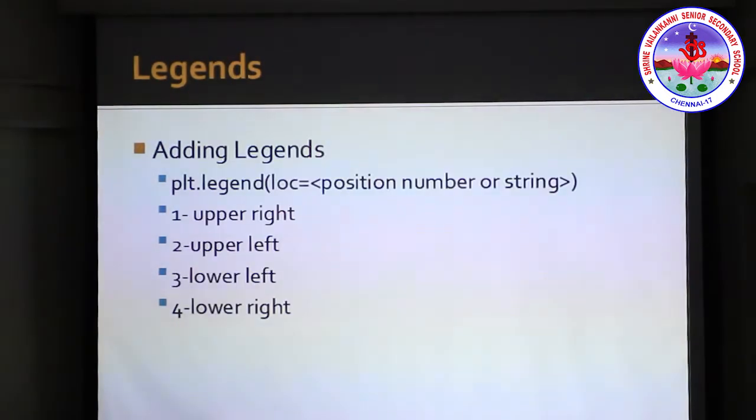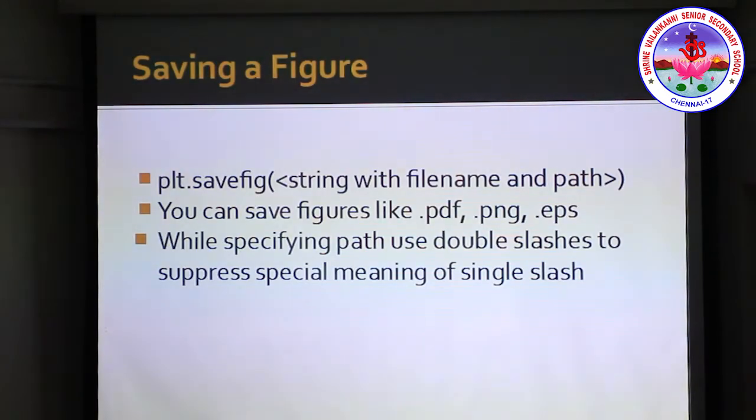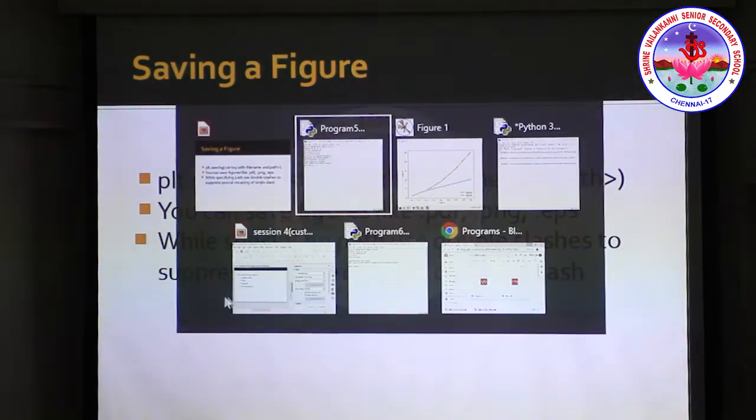So, next one we are going to learn how to save the figure. So, we have the method savefig which saves the figure. We have to give the string value with the file extension. So, you can save the figures in PDF, PNG or EPS format. Right. While specifying the path, use double slashes to suppress the special meaning of single slash. So, you know single slash is an escape sequence, right. To avoid this one, we have to give double slashes when you are giving the full path name.